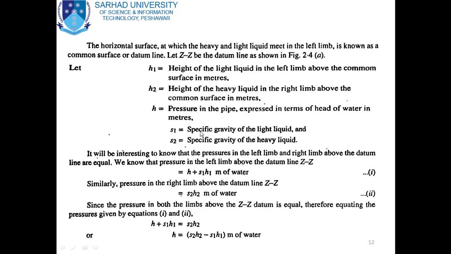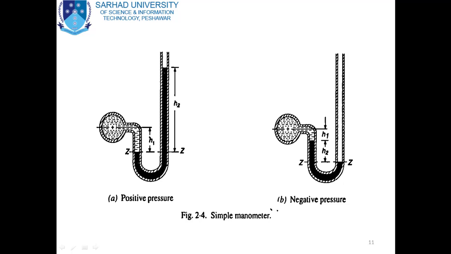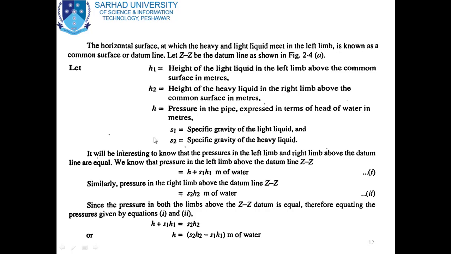S1 is equal to the specific gravity of the light liquid, and S2 is equal to the specific gravity of the heavy liquid. S1 is the specific gravity of the liquid which is in the pipe, while S2 is the specific gravity of the liquid which is in the tube, the heavy liquid. It will be interesting to know that the pressures in the left limb and right limb above the datum line are equal.